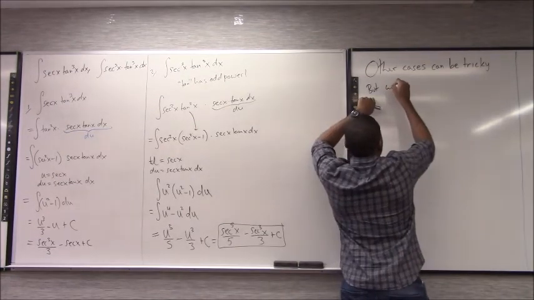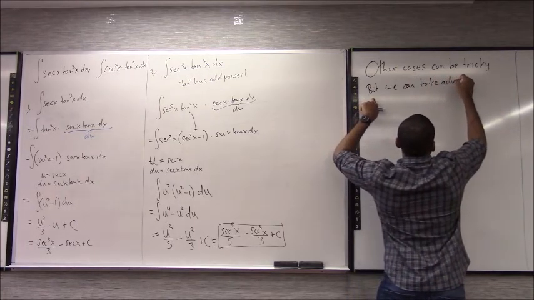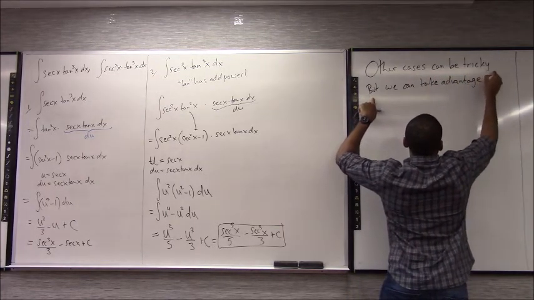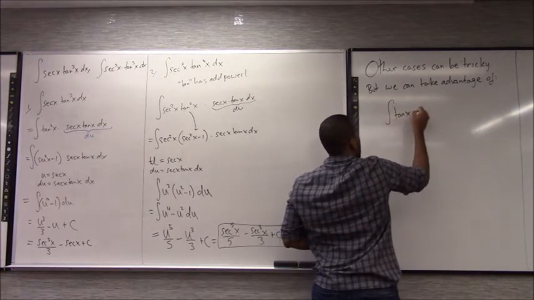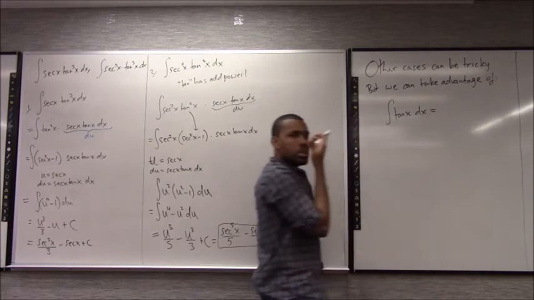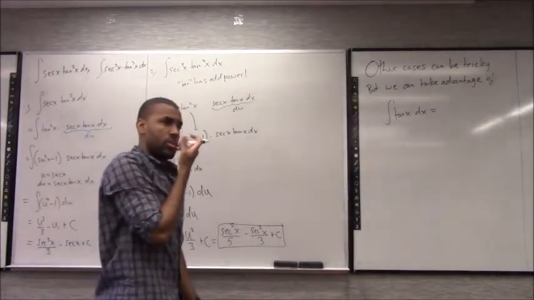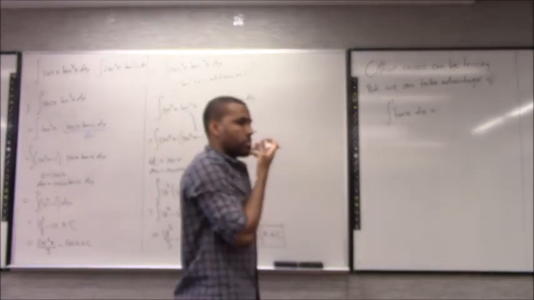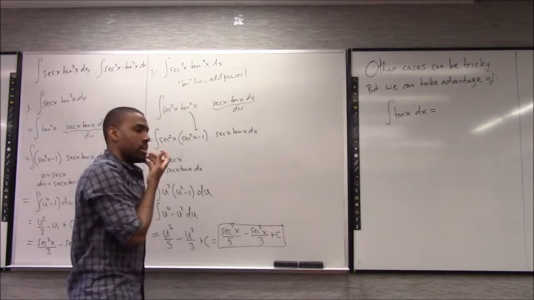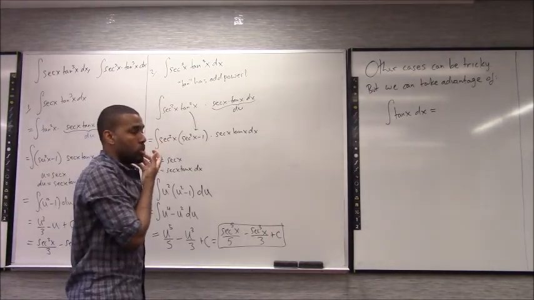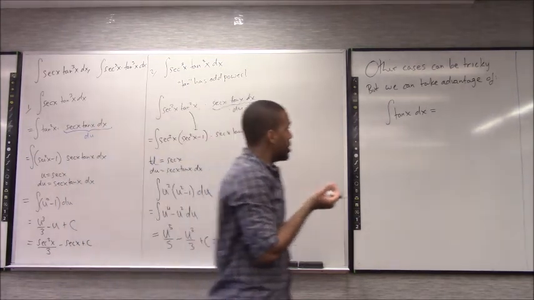But we can take advantage of the fact that we know the integral of tangent by itself. Do you remember what that is, the integral of tangent? I did that in Calc 1. It's not that bad. The trick here was to just write it as sine over cosine and then do a u equals cosine. Well, if you never did ln's in Calc 1, you probably never did it.